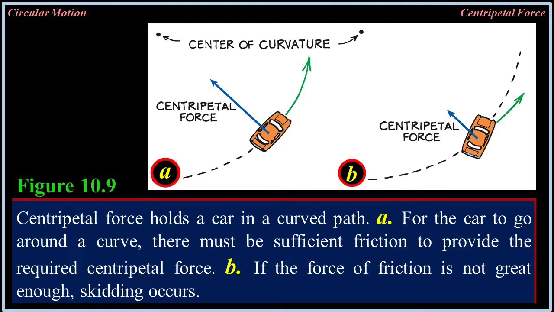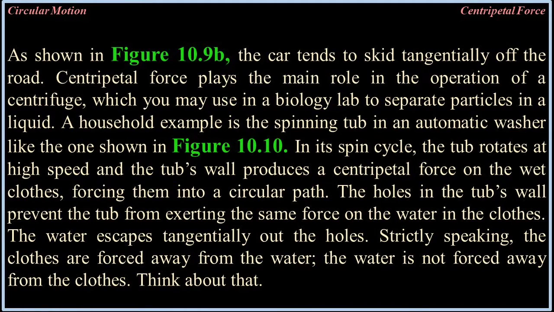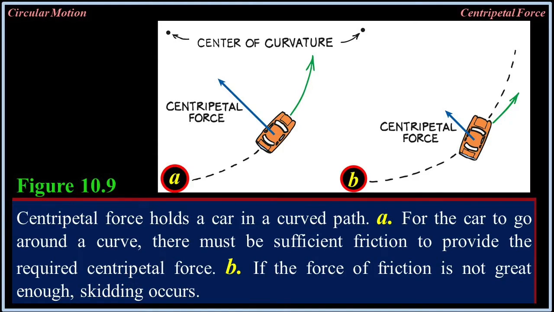Figure 10.9. Centripetal force holds a car in a curved path, A. For the car to go around the curve, there must be sufficient friction to provide the required centripetal force. If the force of friction is not great enough, skidding occurs. As shown in figure 10.9b, the car tends to skid tangentially off the road.